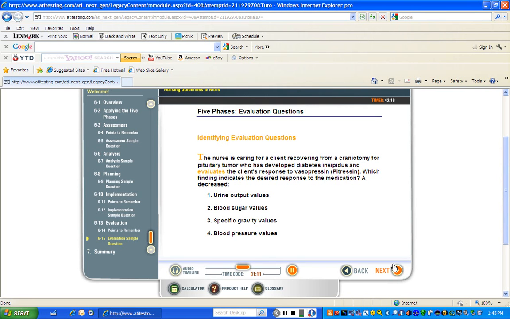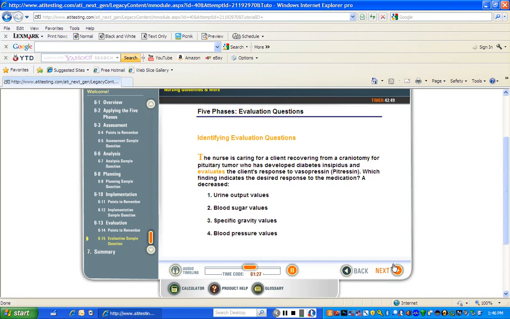Blood sugar levels, option 2. This will be assigned a minus sign. Did you confuse DI with diabetes mellitus? Diabetes mellitus, a condition of the pancreas, is associated with increased serum blood sugars, not DI, a condition of the pituitary gland.